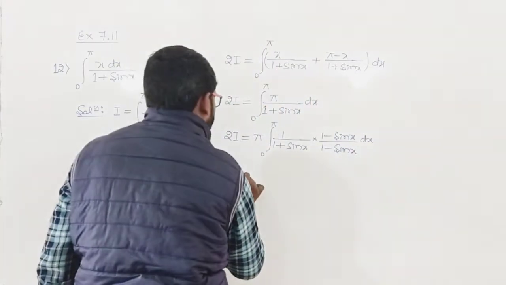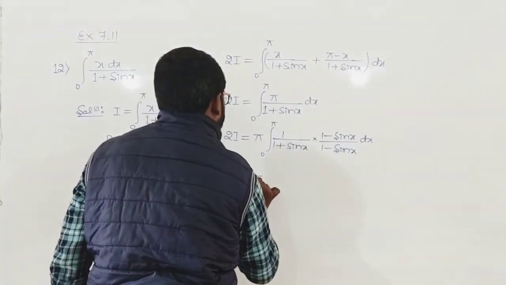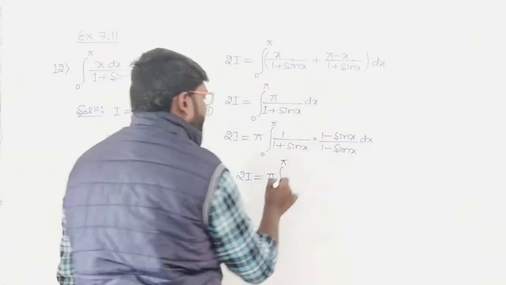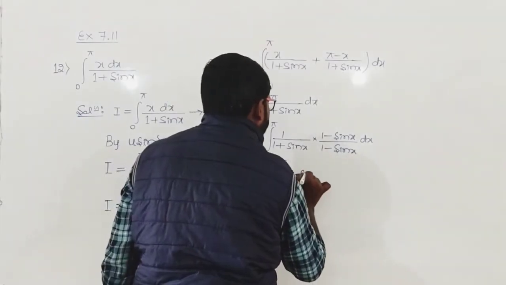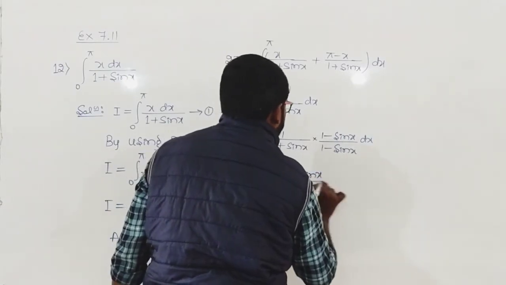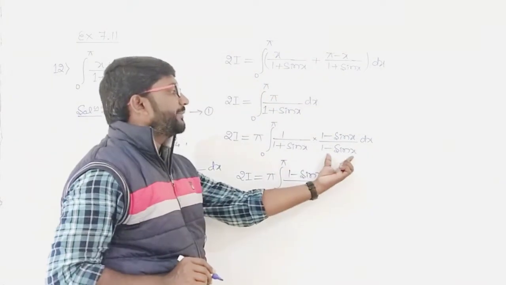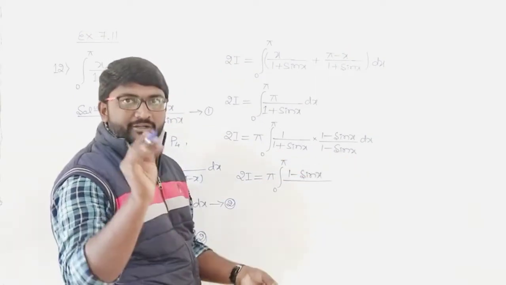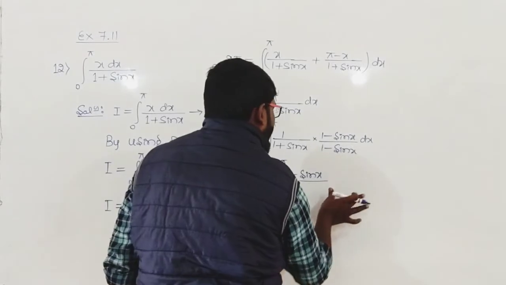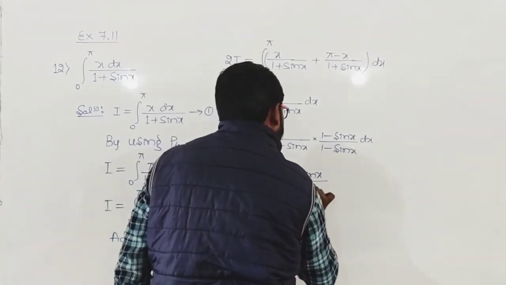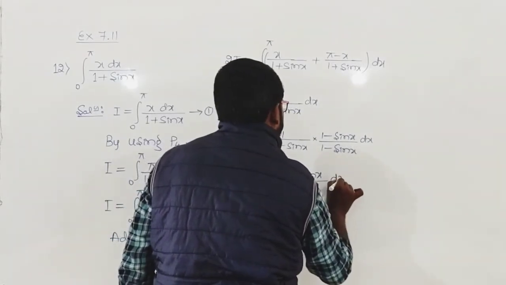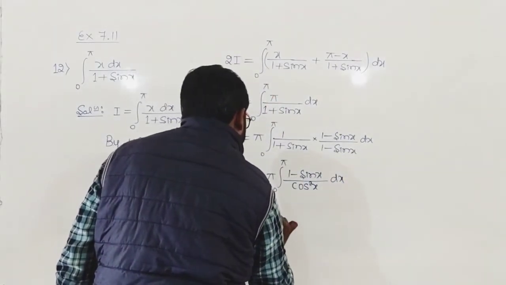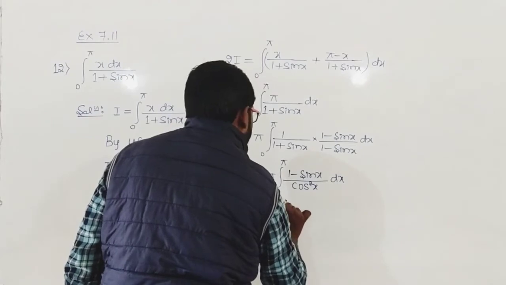So here 2I is equal to pi integral 0 to pi. Now in the numerator we have 1 minus sin x, then divided by a plus b into a minus b will be a square minus b square. That is, we get 1 minus sin square x. 1 minus sin square x will be cos square x dx.